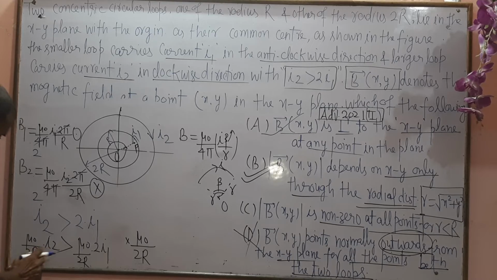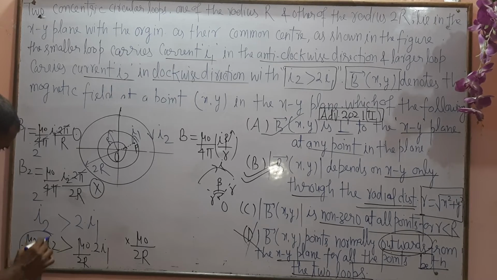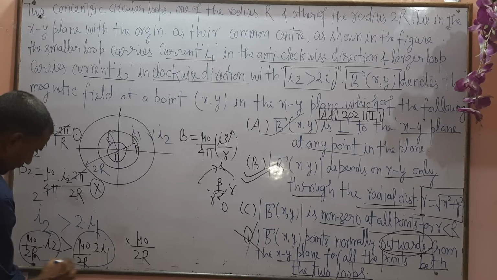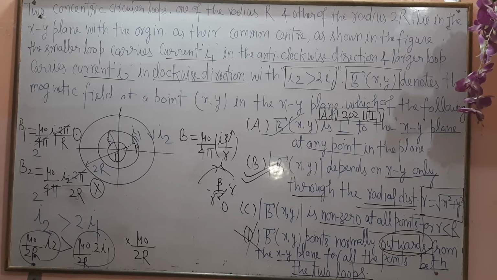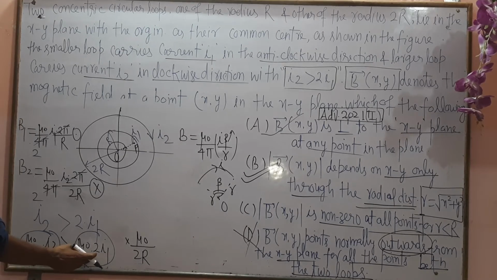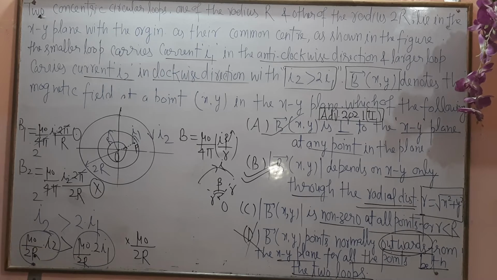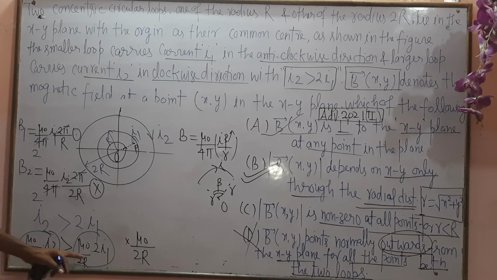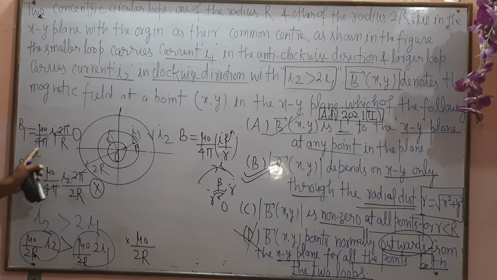Here is what is given. Magnetic field B1 and magnetic field B2. I think this is the magnetic field B1. This is the I2, and this is the 2 value.